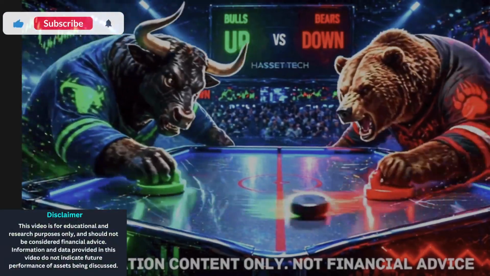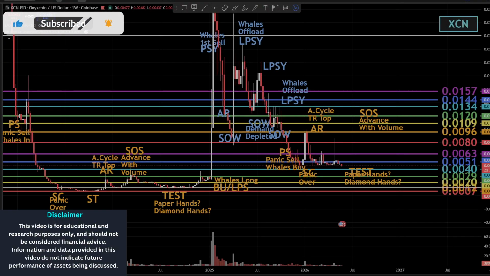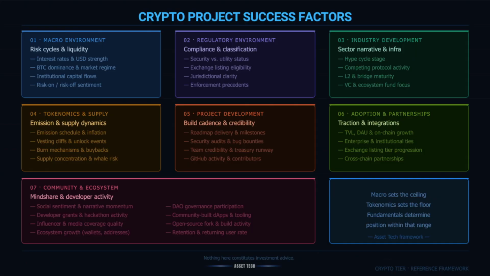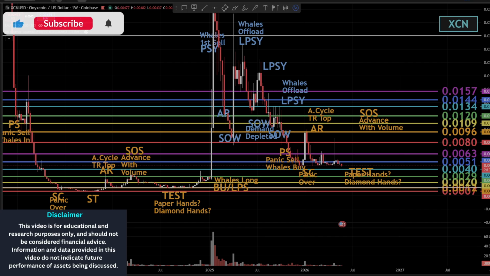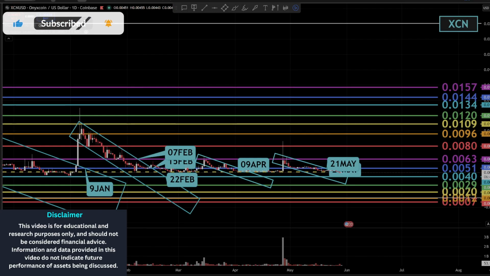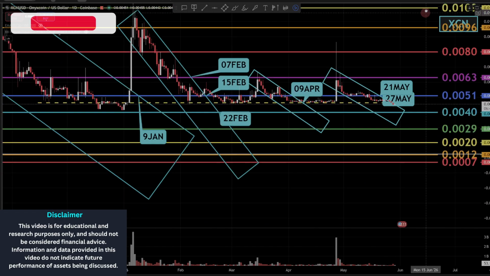Before we dive into the chart, one very key thing is that whether a crypto project is successful depends on many factors. Technical analysis is only a study of trading behaviors. So we'll start with the daily chart.